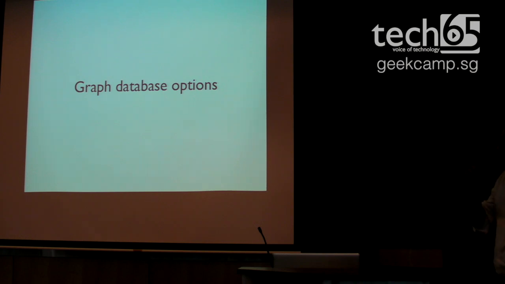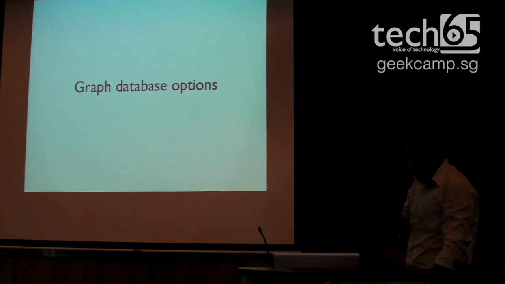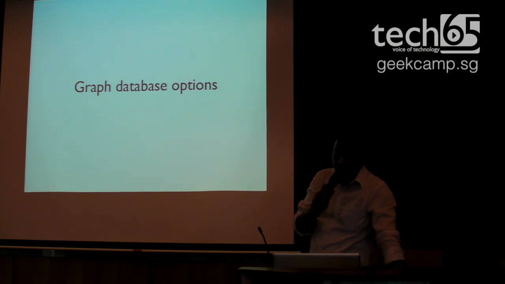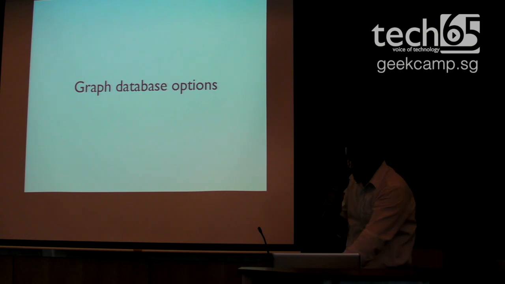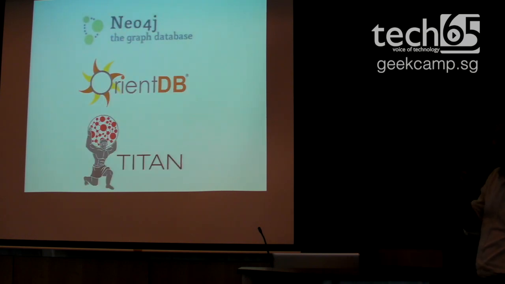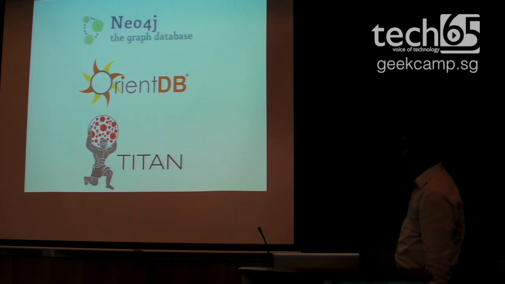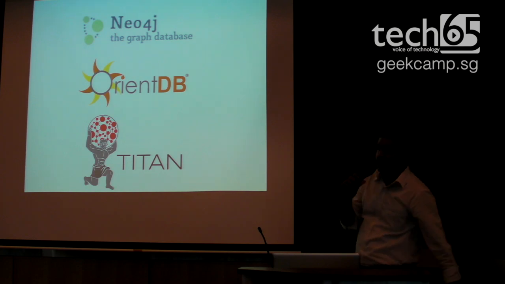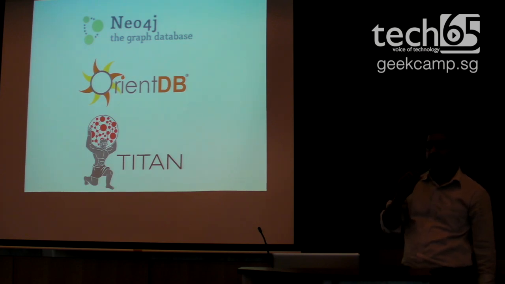Okay, so moving on, what are the options that you have in case you're thinking about using a graph database? So at this point, there's several of them. Right? Neo4j is probably the most well-known of them. It's been around for close to a decade now. Other ones are OrientDB, Titan, which is actually a pretty recent graph database.